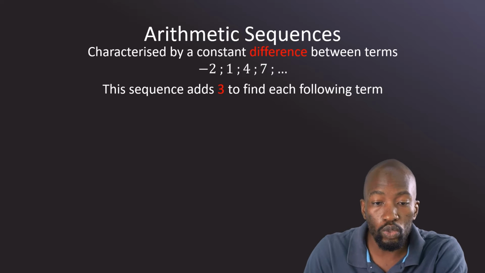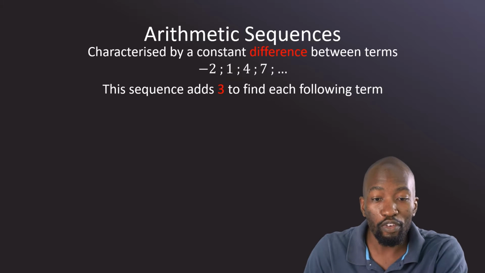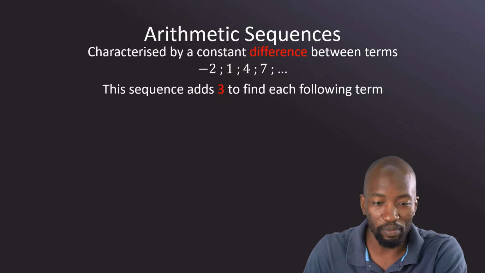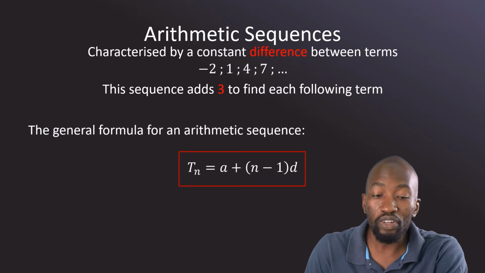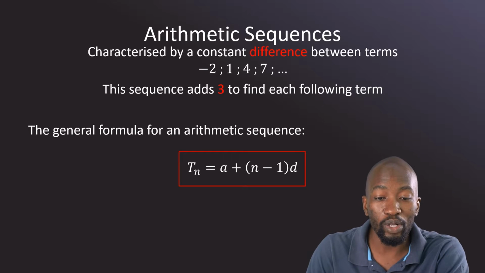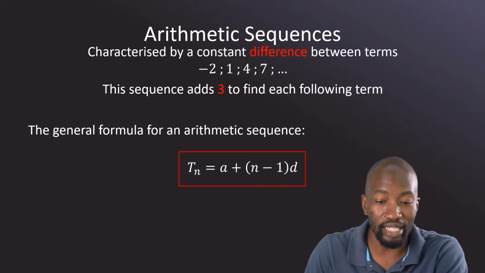So from the -2, we added a 3 to get the 1. From the 1, we added 3 to get 4. From the 4, we added 3 to get 7. The general formula for an arithmetic sequence is Tn is equal to a plus n minus 1 d.